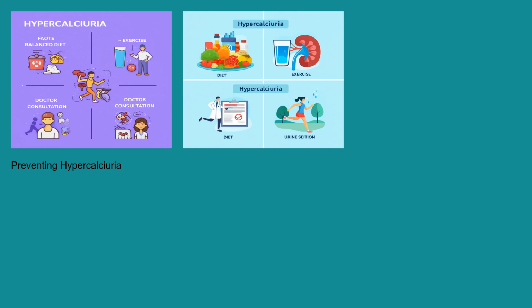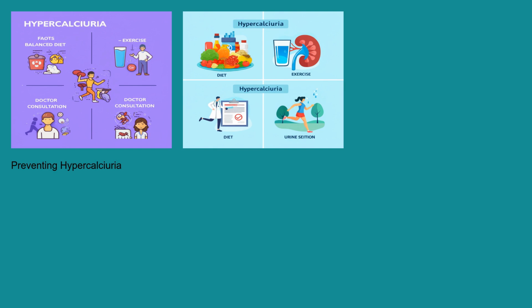Preventing hypercalciuria primarily focuses on adopting healthy lifestyle habits. Maintaining adequate hydration by drinking plenty of water throughout the day is crucial. Limiting sodium and animal protein consumption can also help. A balanced diet with sufficient calcium, as recommended by a healthcare professional, is important. Regular exercise and maintaining a healthy weight are also beneficial.